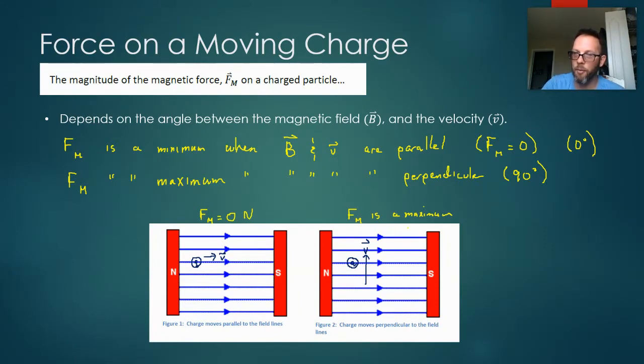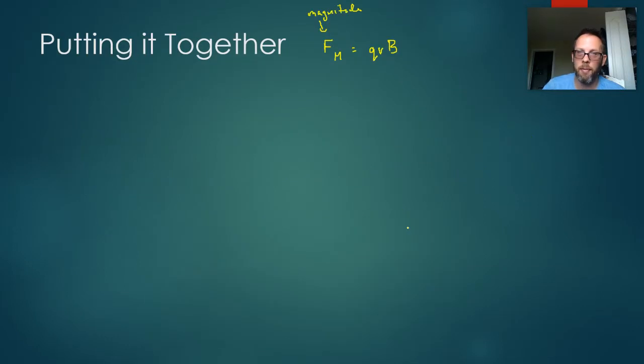If you think back to your grade 11 math course, the function that satisfies that property is the sine function. So that's the last piece of info in this equation, sine theta. When you plug in theta equals 0, you get 0. And when you plug in theta equals 90, you get 1, and you get the maximum possible force. So that's the equation for the force that a moving charge would experience in a magnetic field.